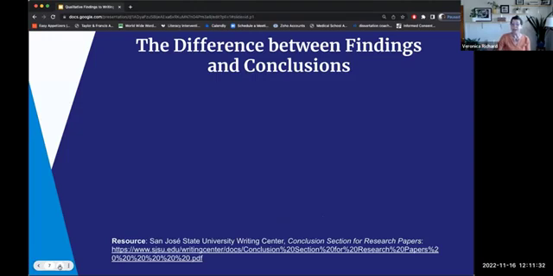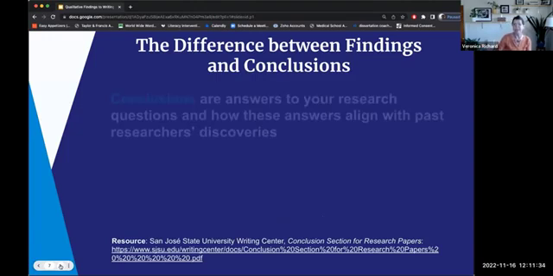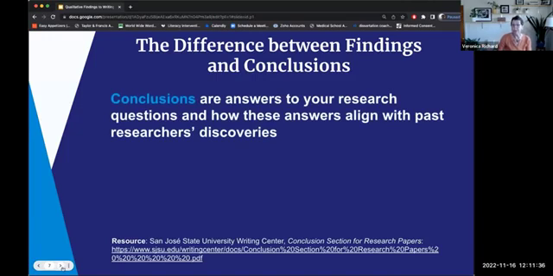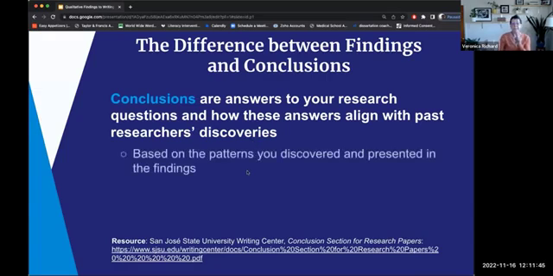All right, so now here's the conclusion side. The conclusions are the answers to your research questions and how these answers align with past researchers' discoveries. Based on the patterns you've discovered and presented in the findings, that's how we come to our conclusions.